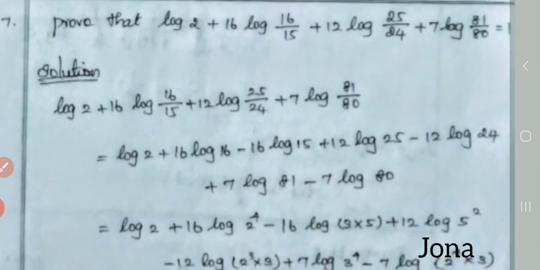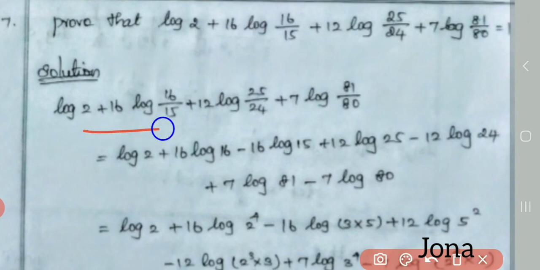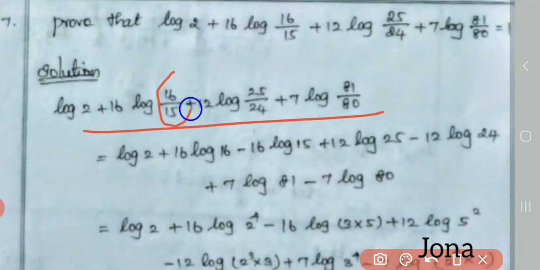Seventh sum, prove that log 2 plus 16 log 16/15 plus 12 log 25/24 plus 7 log 81/80 equals 1. Now take the left hand side alone. Here this division can be written in the form of subtraction, isn't it?